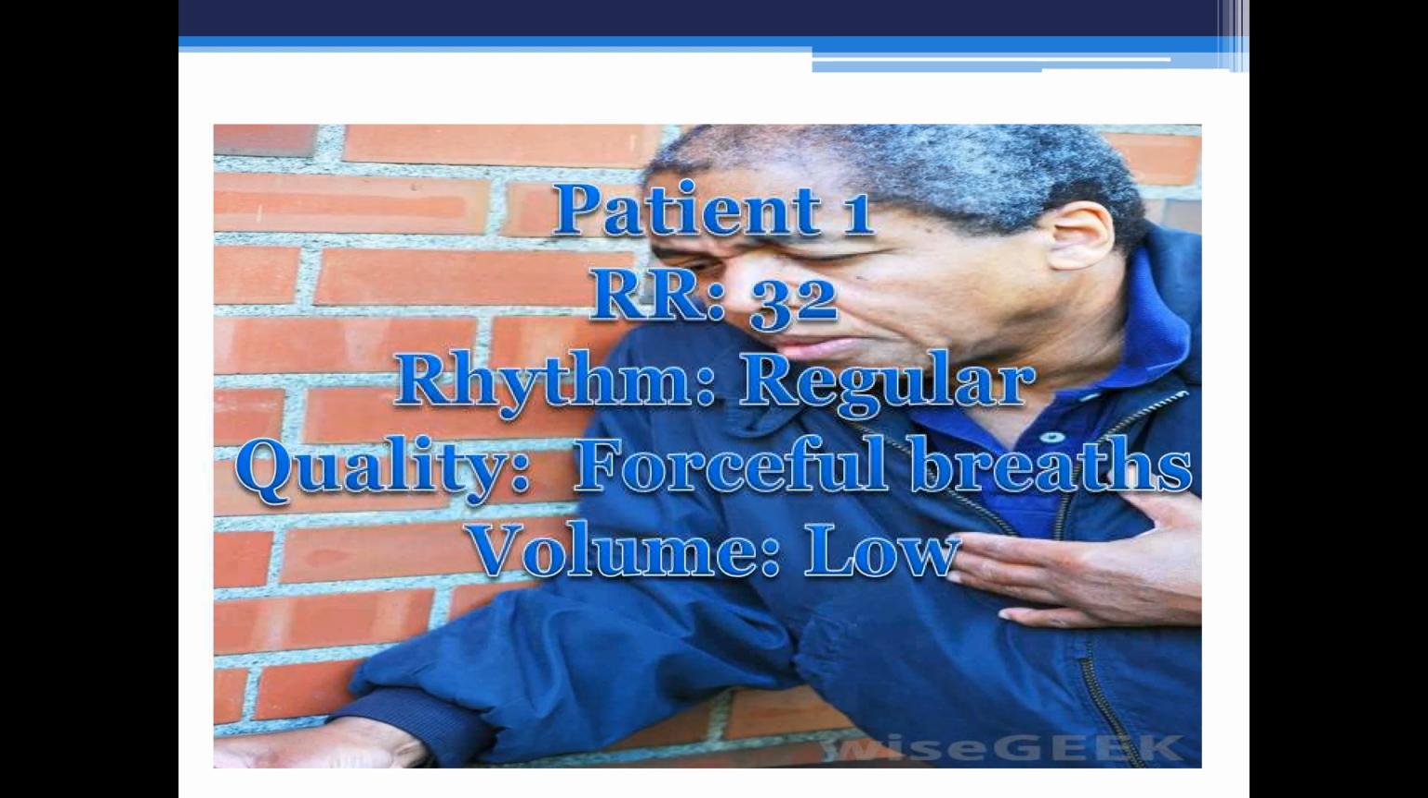So here's our patient. Respiratory rate is 32, so a little bit high. That's higher than our 12 to 20 that we normally like to see. Rhythm is regular. He's forcing those breaths in, and the volume is low. So if this patient was unresponsive at this time, I could probably try and utilize that bag valve mask, because upon determining these different components, his breathing status would be classified as inadequate.